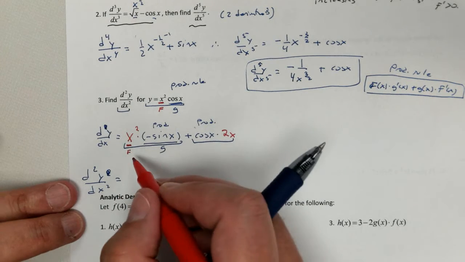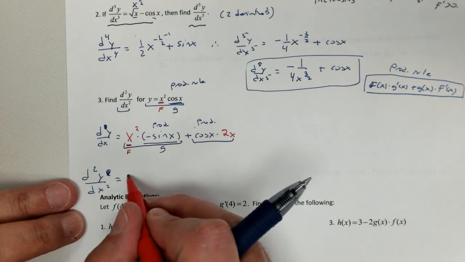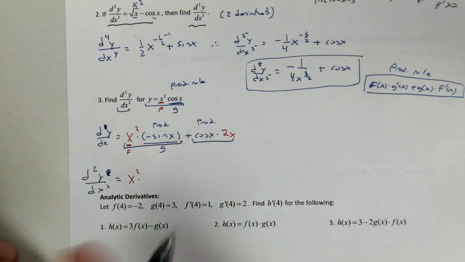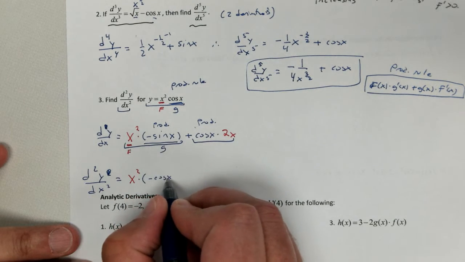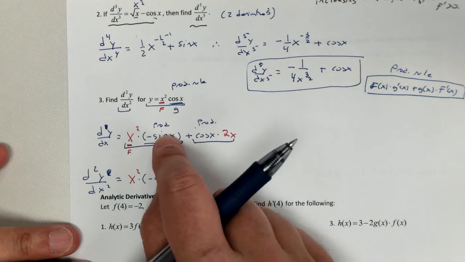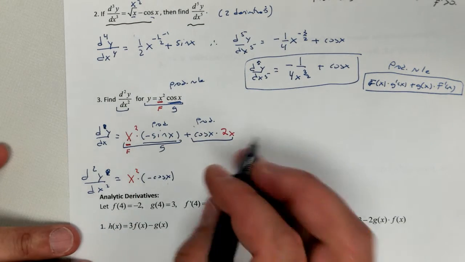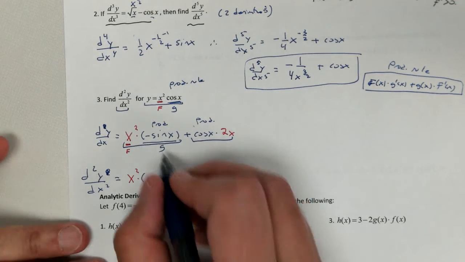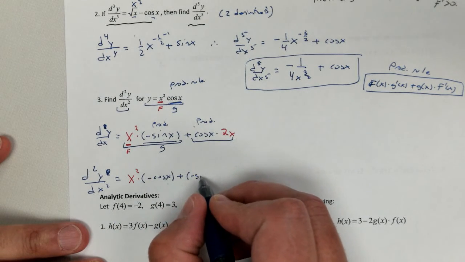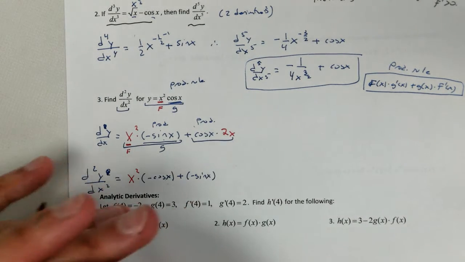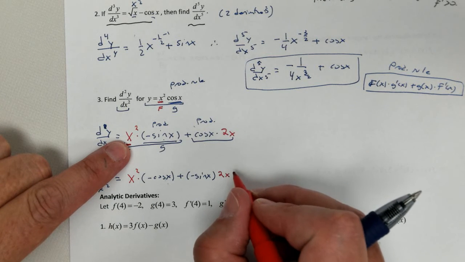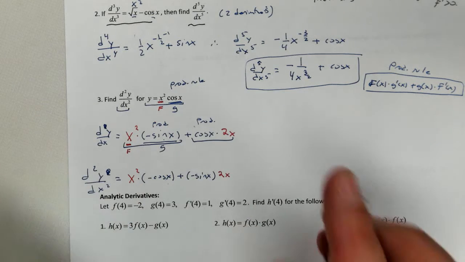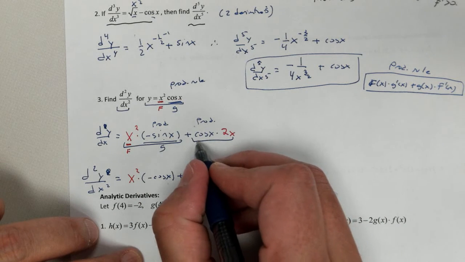If I take my derivative, I'm going to write out the first, x squared, times the derivative of negative sine, which is negative cosine of x. Be careful, the derivative of sine is cosine, but we got that negative in front of it. Plus the second, negative sine of x, times the derivative of the first, which becomes 2x. Plus, now we have to do this one.